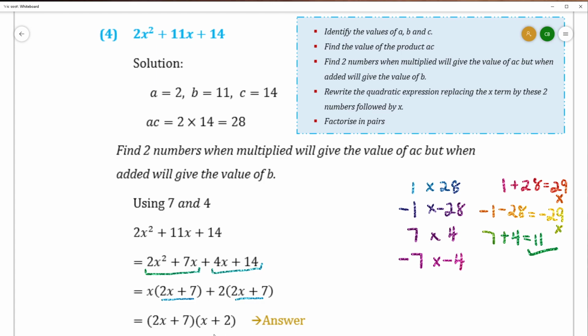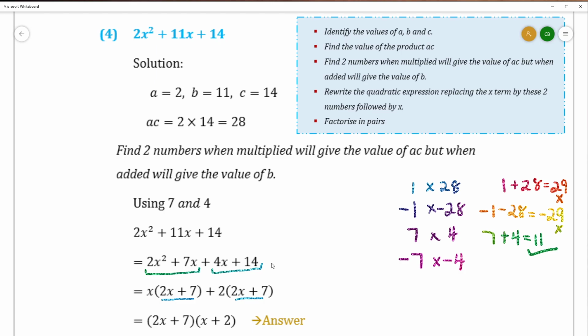And similarly, just as before, we can write our two factors, expand our brackets, and see if we would get the same answer, the same question, sorry. Once you have the 2x squared plus 11x plus 14, when you expand the brackets, then it is correct.